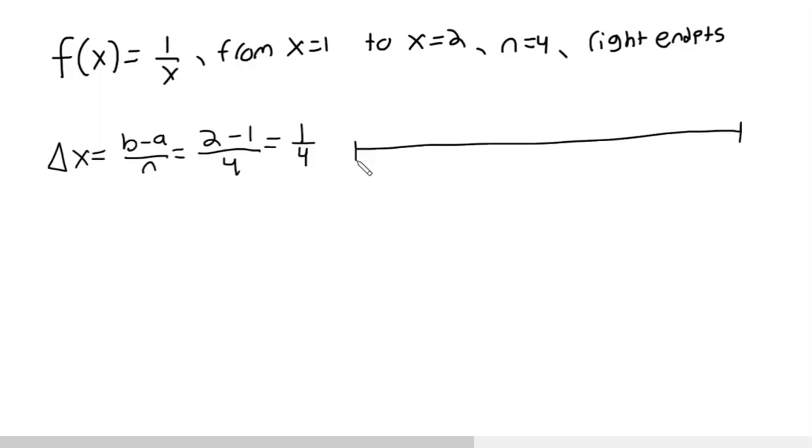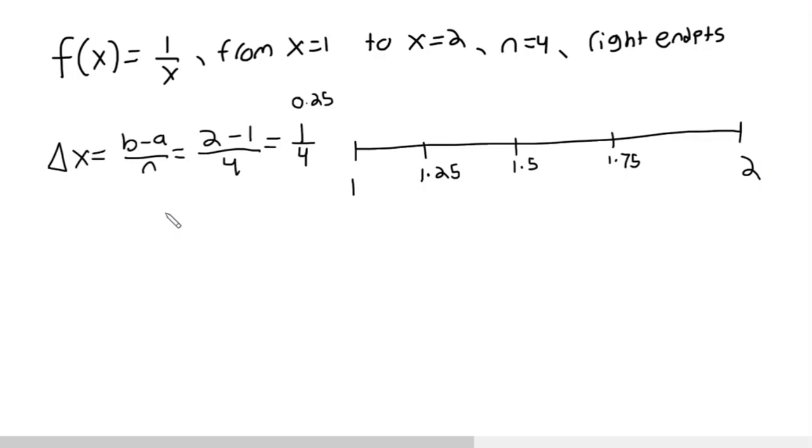It says from x equals 1 to x equals 2, so 1 to 2. And then our delta x is 1/4, and your delta x is basically how far you go over each time. So we're going over 1/4 or 0.25. So I'm going to go to 1.25, and then to 1.5, and then to 1.75, and then to 2.